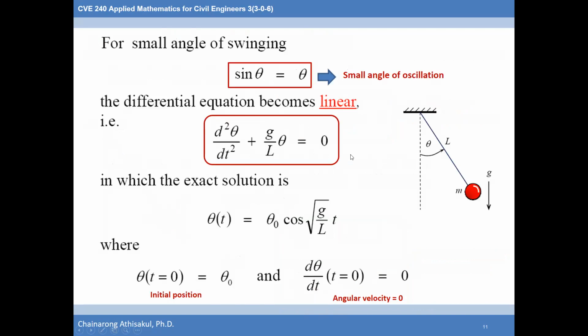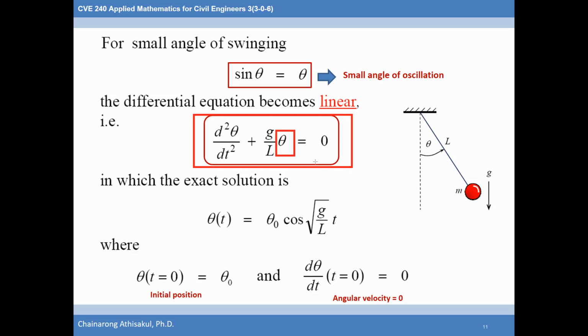But if we simplify sine theta by considering only small angle oscillation, we can assume that for a small angle, sine theta is close to theta, so we approximate sine theta as theta instead. The equation is actually nonlinear according to the sine theta term, but now we simplify sine theta to theta, and this equation becomes linear instead.